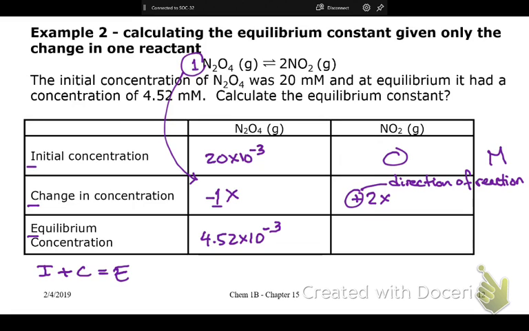So all I know then is that this bottom line on the right-hand side is just going to be 0 plus 2x. All I need to do is figure out what x is going to be. And this is how you're going to do it. You're going to take the 20 times 10 to the minus third plus a minus 1x. So I'm going to just say minus x. I'm just adding these two together. That's equal to my 4.52 times 10 to the minus third. Tell me what x is.